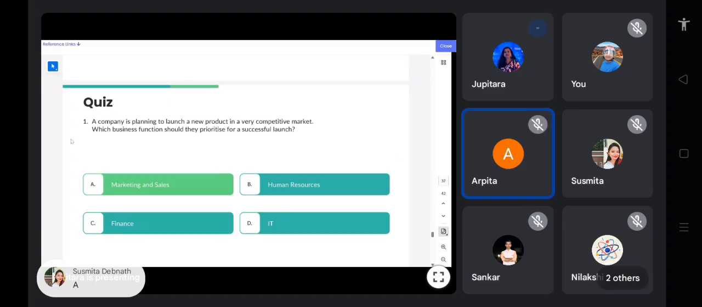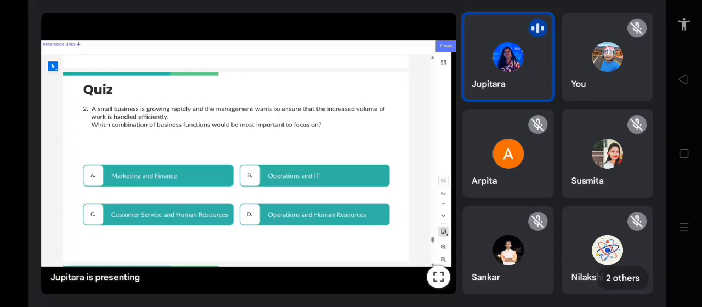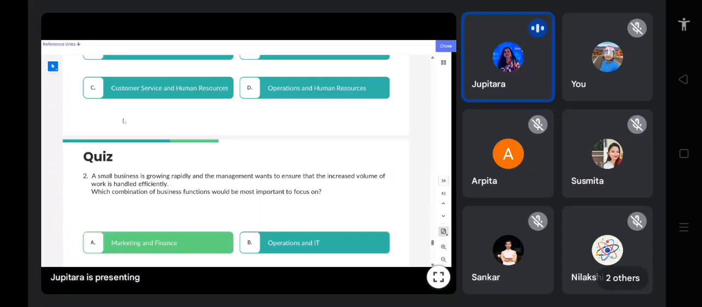Marketing and sales, correct. A small business is growing rapidly and the management wants to ensure that the increased volume of work is handled efficiently. Which combination of business functions would be most important to focus on? Any idea? Option C, ma'am. Option A, marketing and finance.